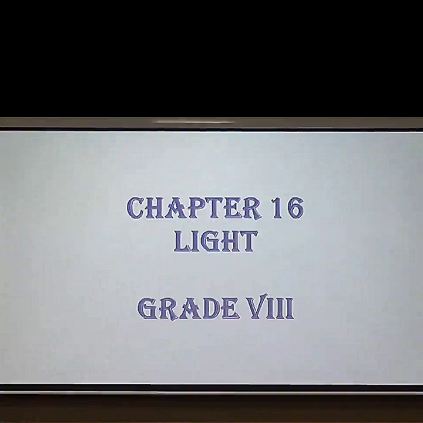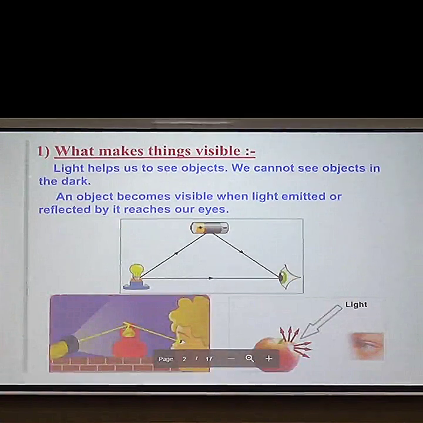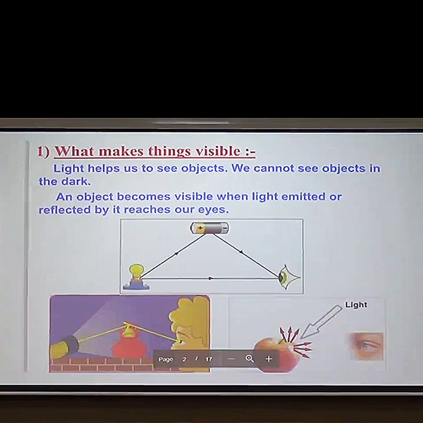We are going to study another chapter of physics, which is light. This is a chapter of grade 8. As we have already studied this chapter, light, in 7th grade, we know that light is a form of energy which enables us to see. In today's chapter, we are going to study some other characteristics of light and some other phenomena of light.